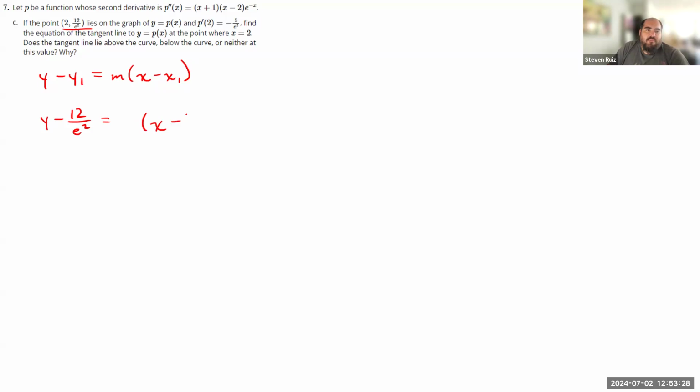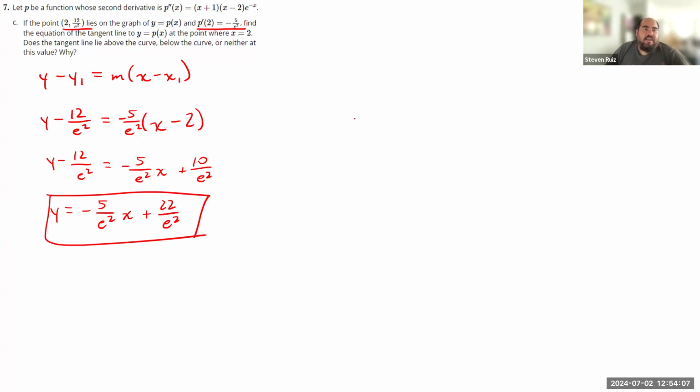So x1 is the x coordinate at that point, so 2. The slope is going to come from the value of the first derivative at that point, which we're given here. It's negative 5 over e². So let's simplify a little bit to get it back to slope-intercept form. So negative 5 over e² x plus 10 over e². So I get y equals negative 5 over e² x plus 22 over e². So here's my equation for the tangent line at this point.